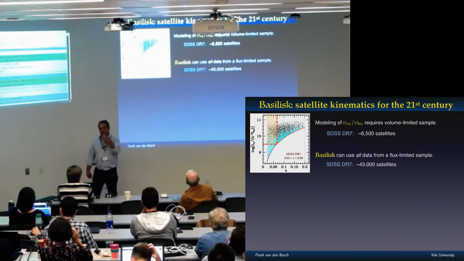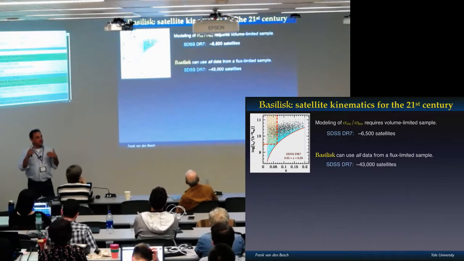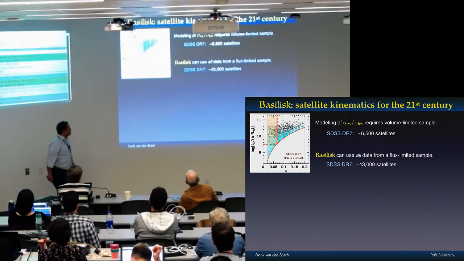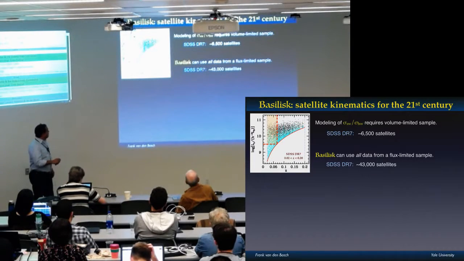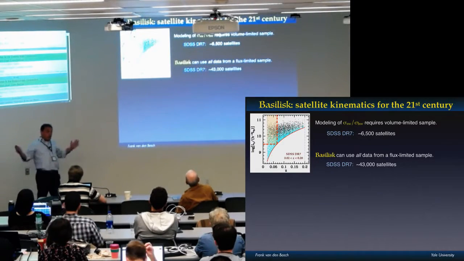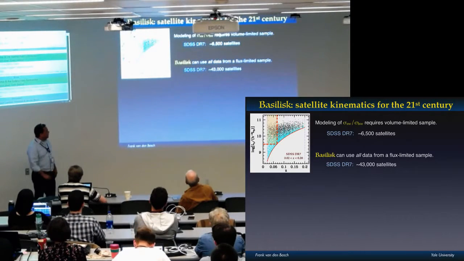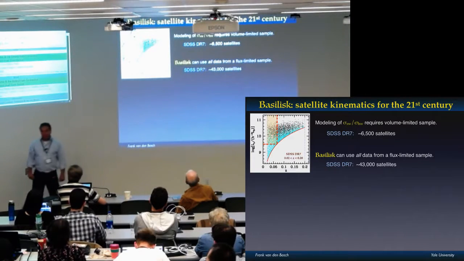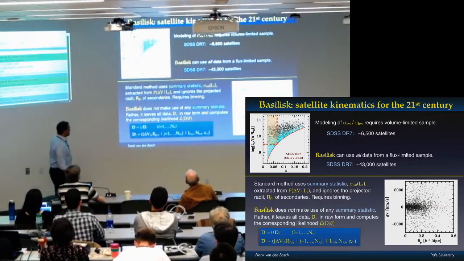For example, the method that Johannes and the student have used can only be applied to a volume-limited survey. Okay? That means you start with your Sloan Digital Sky Survey, and you only use the data in this little rectangle. So you throw away a lot of data. Basilisk can be applied to all data from a flux-limited survey. So in the case of Sloan, we go from about 6,500 to about 43,000 satellites. So it's a dramatic increase in the amount of data, which is always a good thing.